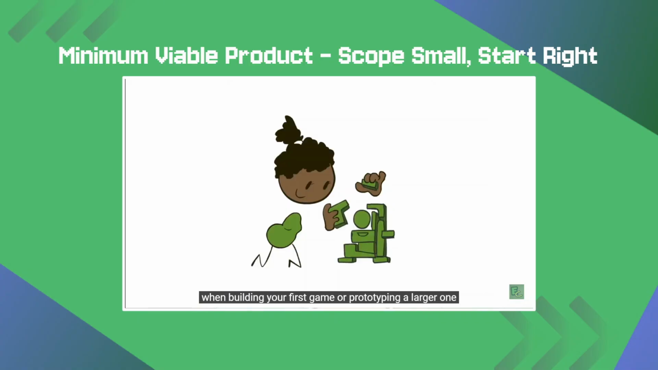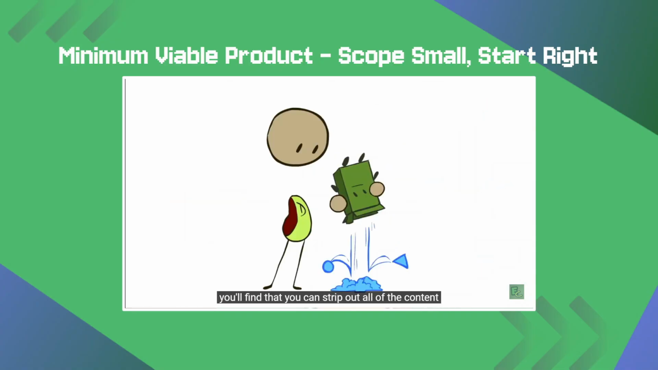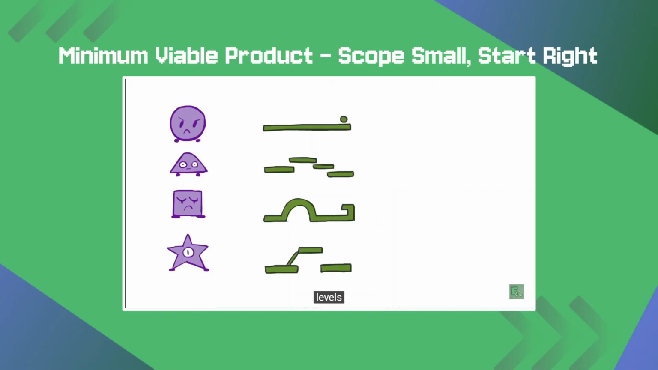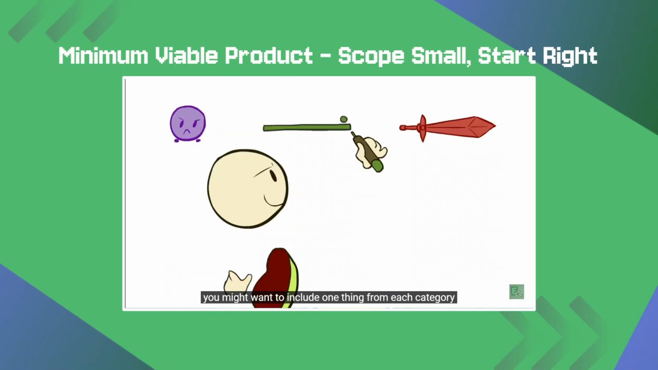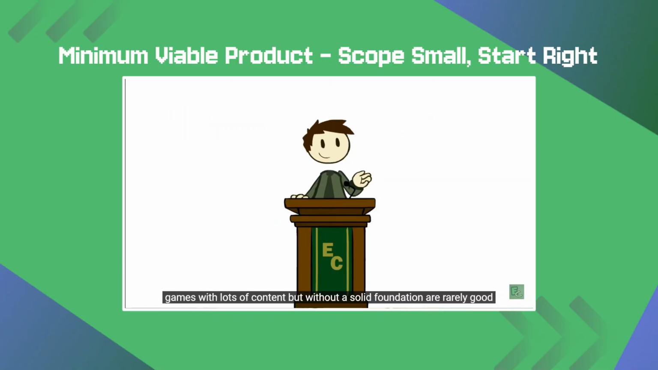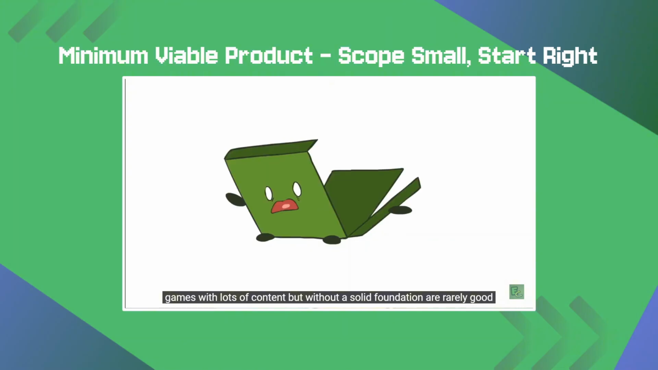When building your first game, or prototyping a larger one, you'll find that you can strip out all of the content, all of the things that aren't rules that control the play itself, but rather elements that are created out of those rules. So enemy types, levels, different weapons, all of that can usually get cut. You might want to include one thing from each category just to test the larger rules, but no more than that, because it's really easy to get mired down in making all of that content. And the truth is, games with lots of content but without a solid foundation are rarely good.